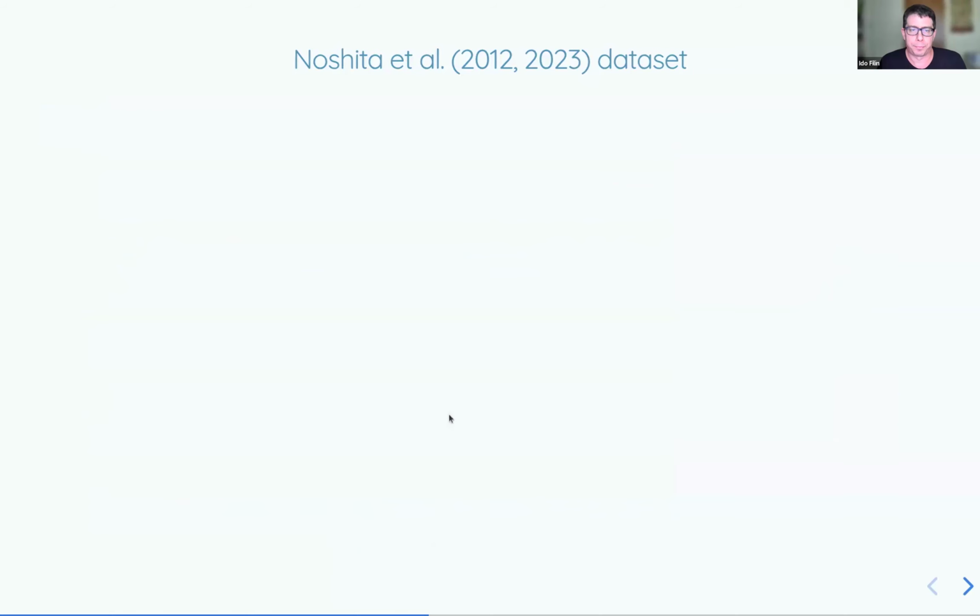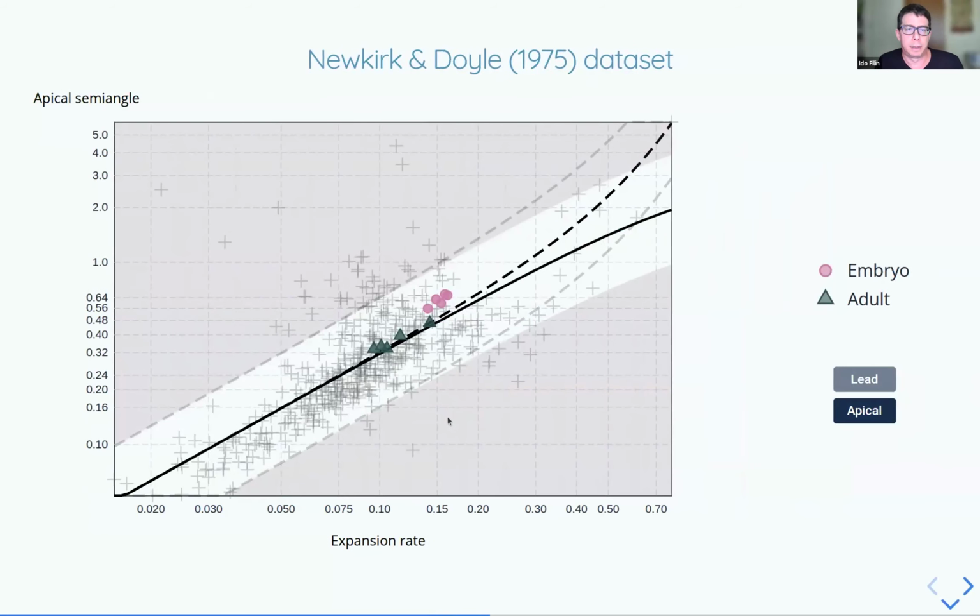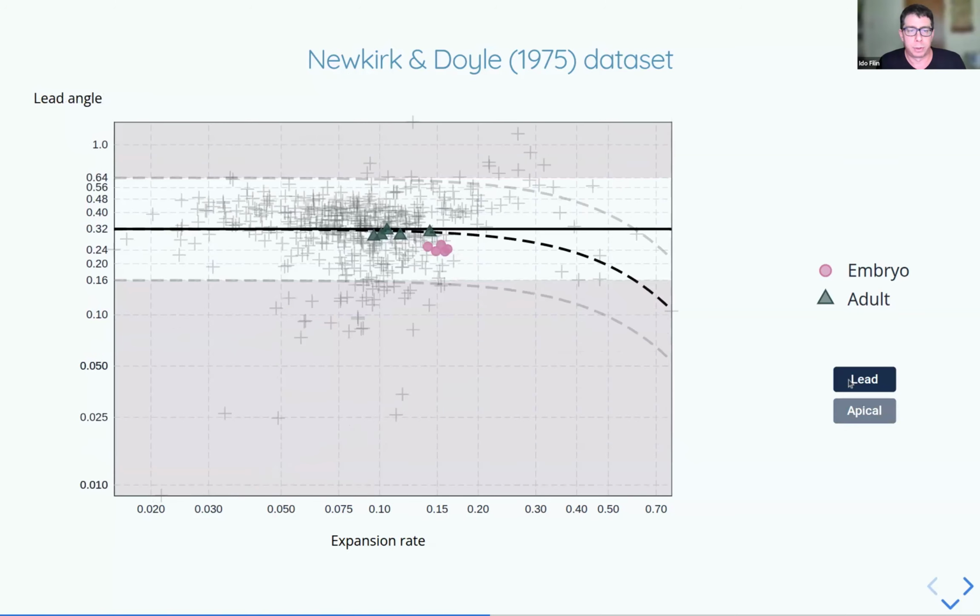This is the data of Newkirk and Doyle, which examined embryos and adults of 5 populations. These are population means. Again, there is a linear trend in the apical semi-angle view. The trend disappears when we are looking at lead angle.